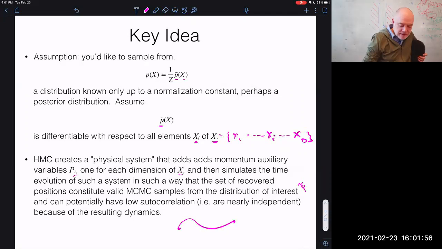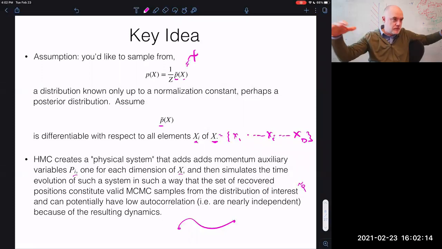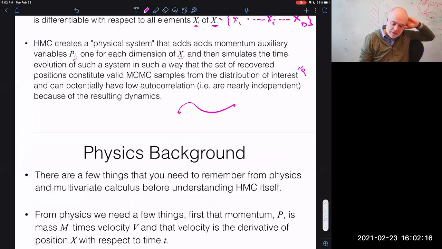So basically the idea is that they'll potentially have low autocorrelation because of the dynamics, because the dynamics will allow the state of the sampler to move dramatically in the state space, in whatever space X lives in. You're going to be able to move really far distances in that.